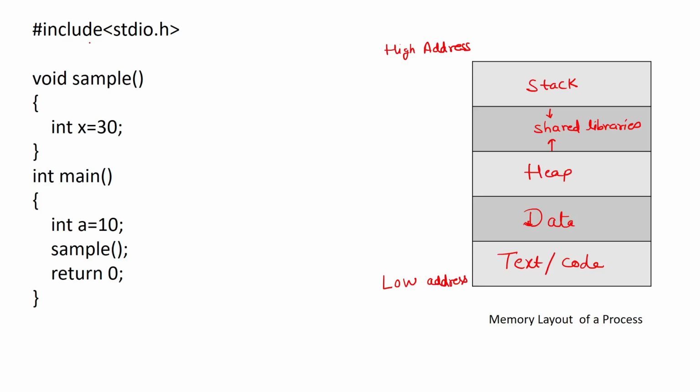Here you can see we have a simple example. We have written int main. Inside int main we have a variable a. Then the sample function is also called, and inside the sample function we have another variable x. So what are auto variables? There is a storage class called auto, or the automatic storage class. The keyword for that storage class is auto.